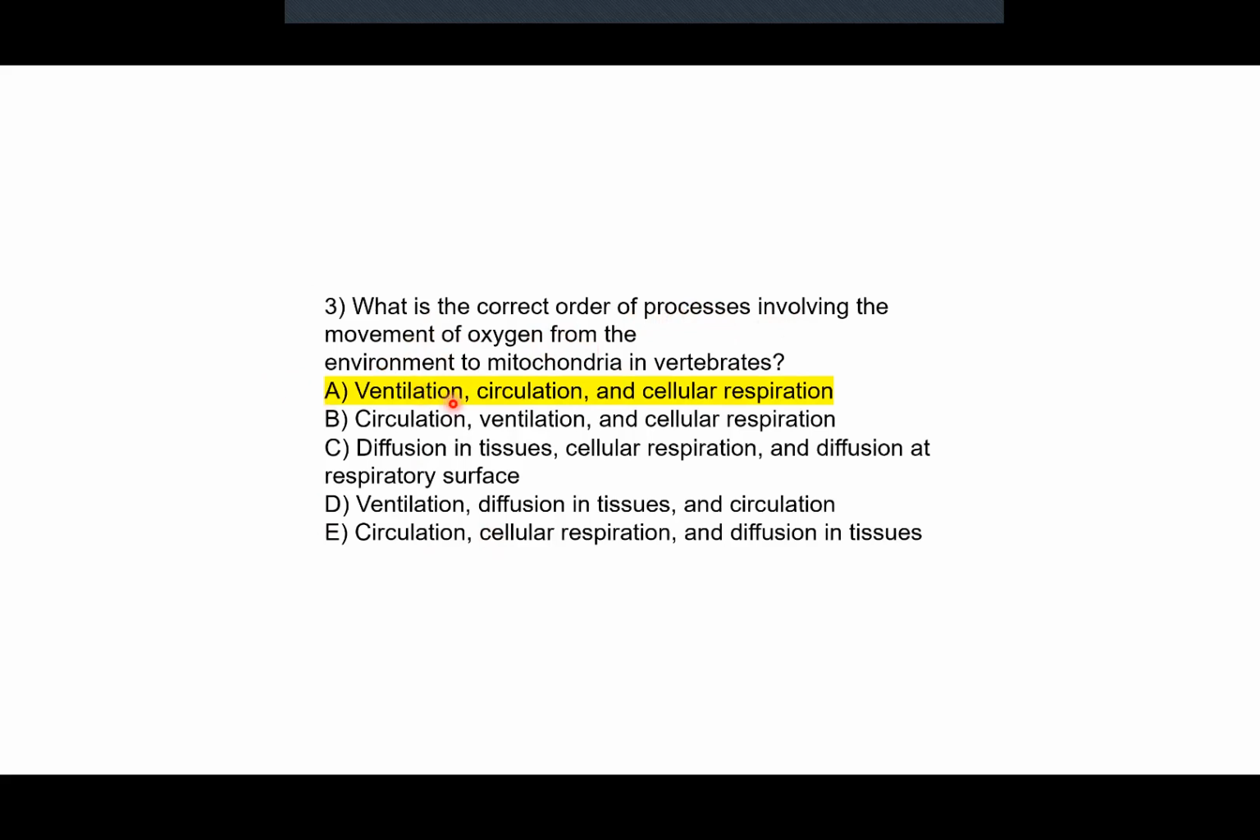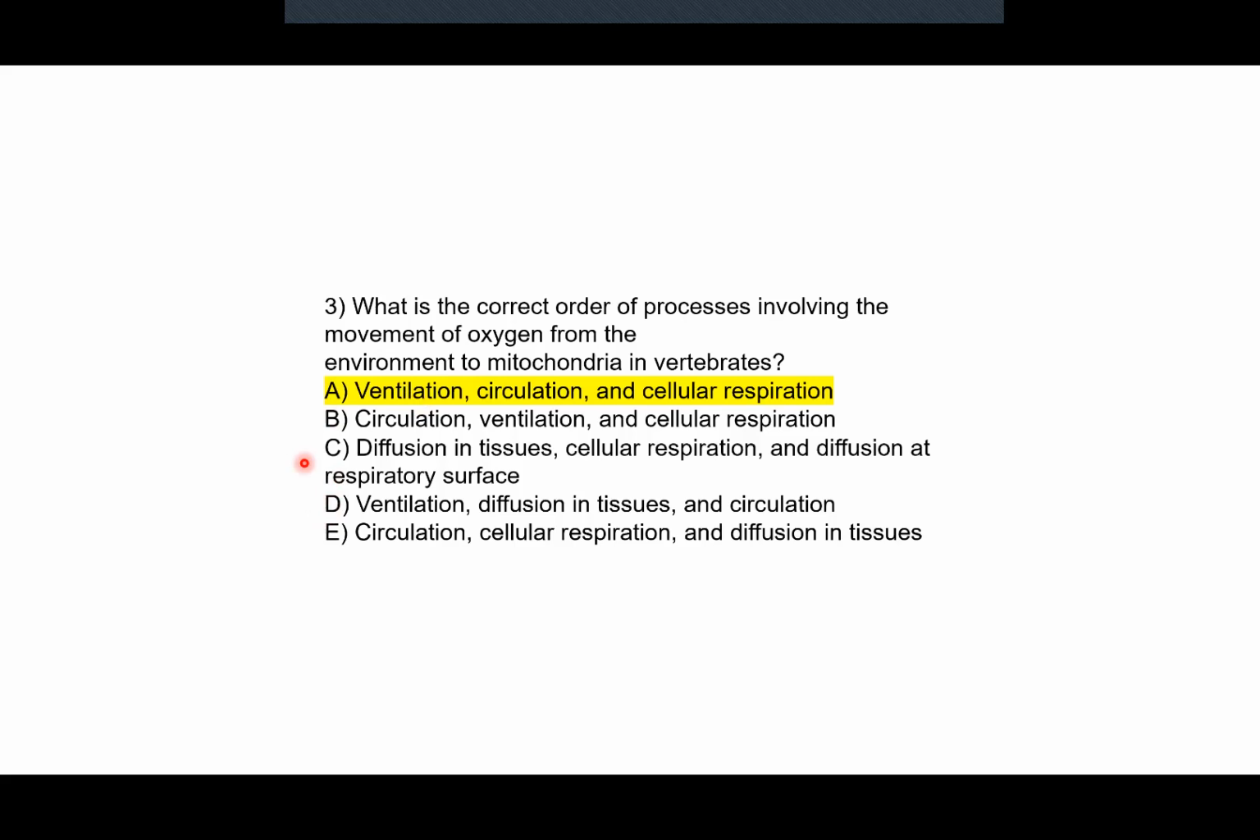The answer is A, ventilation, circulation, and cellular respiration. For these questions asking for the correct order of something, there are 2 ways you can start off. If you can figure out what the first step is, then you can narrow these down. So if you know that the first step is ventilation, then that only leaves you with choices A and D. So now you have a 50-50 shot of getting it right if you just guess.